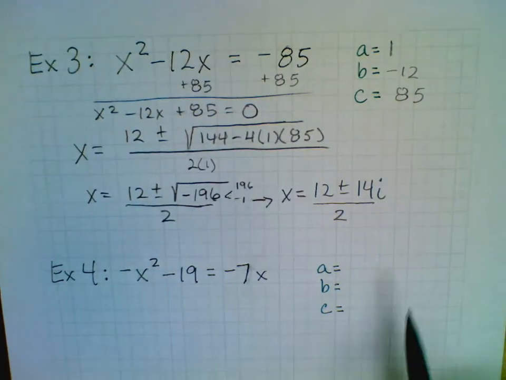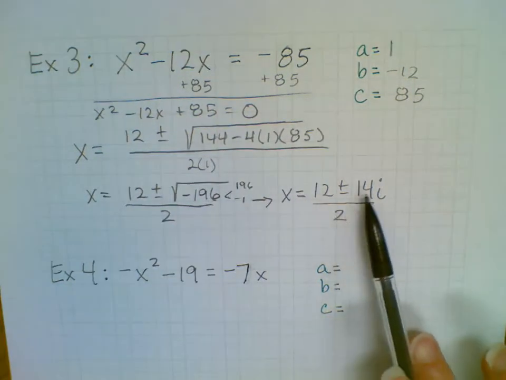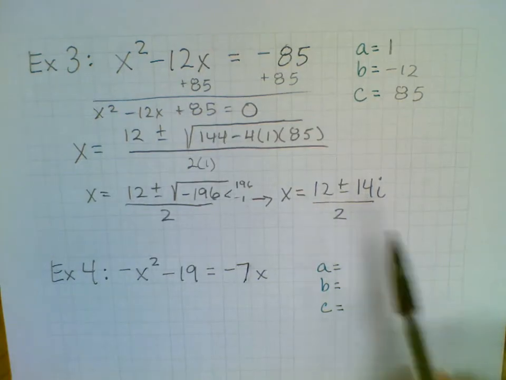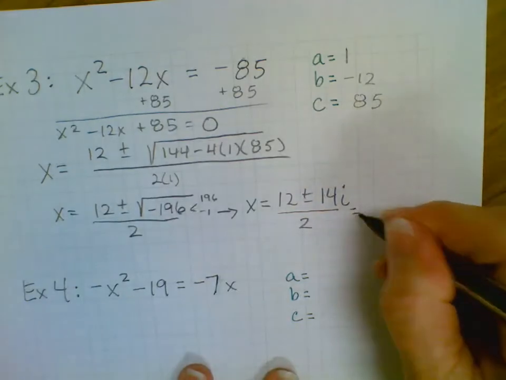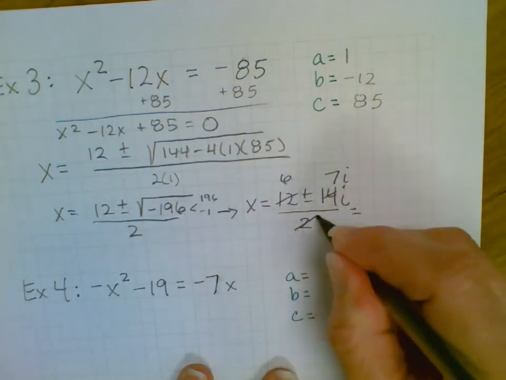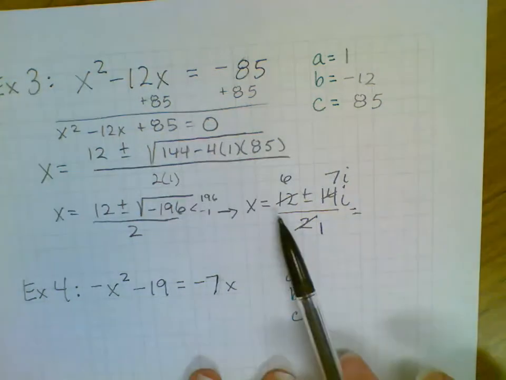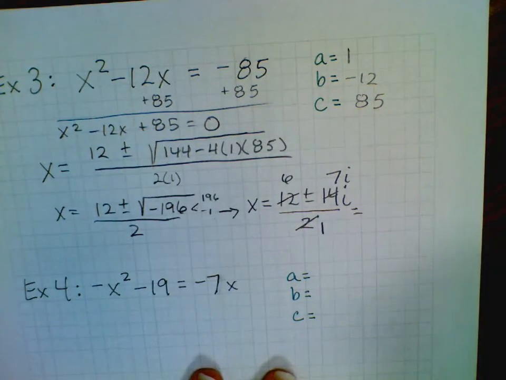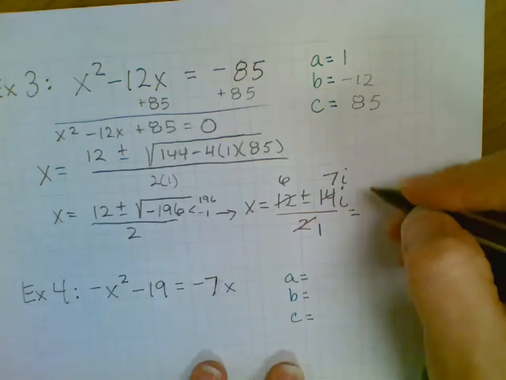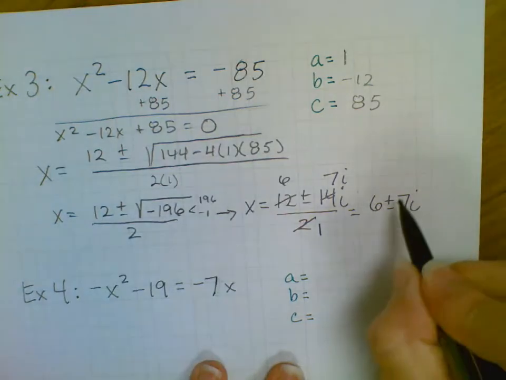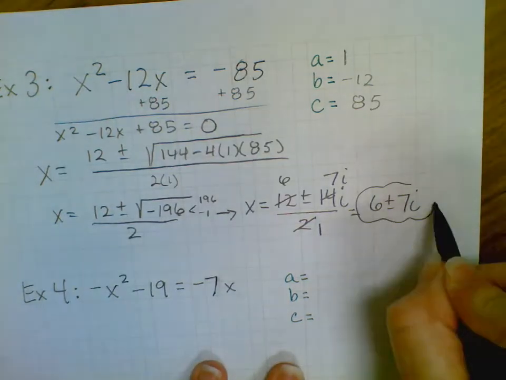Okay, we're not quite done because all of these are divisible by 2, which means I can reduce it all by 2. So this will go 6, 7i, and 1. But since I have a 1 down here, I'm just going to let that absorb into my answer, and it'll be 6 plus or minus 7i. And that would be my final answer.